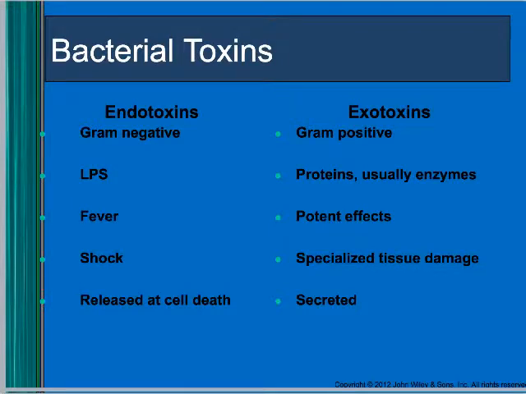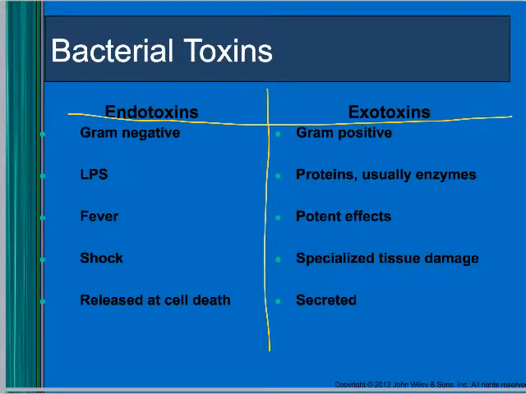Okay, now bacterial toxins are in two categories. Endotoxins or exotoxins. Endotoxins come from gram-negative bacteria. An example is lipopolysaccharide, which we've talked about before, which causes fever, and can lead to vasodilation and shock. And endotoxins are only released when gram-negative cells die.